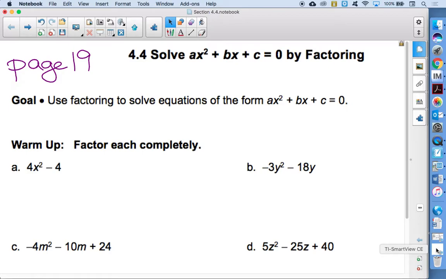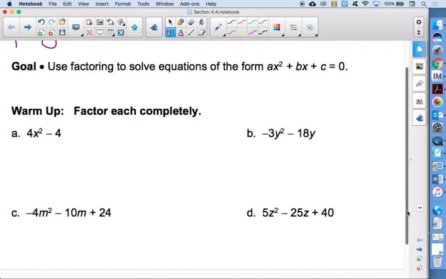Alright, so the first problem up here, we have 4x squared minus 4. So Ethan, you said divide by 4. They all have a 4 in common. That's the GCF, so that gets written outside. And when you take a 4 out, whatever's left goes inside. So if you divide by 4, you get x squared minus 1.